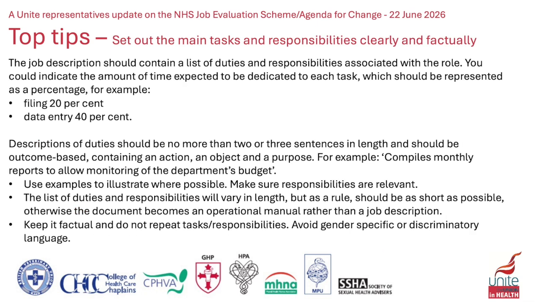So another tip, set out the main tasks and responsibilities clearly and factually. The job description should contain a list of duties and responsibilities associated with the role. You could indicate the amount of time expected to be dedicated to each task, which should be represented as a percentage, for example, filing 20%, data entry 40%, etc. Descriptions of duties should be no more than 2 or 3 sentences in length and should be outcome based, containing an action, an object, and a purpose. So they give the example, compiles monthly reports to allow monitoring of the department's budget.